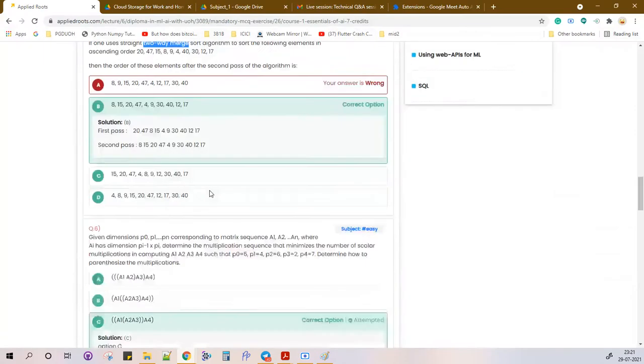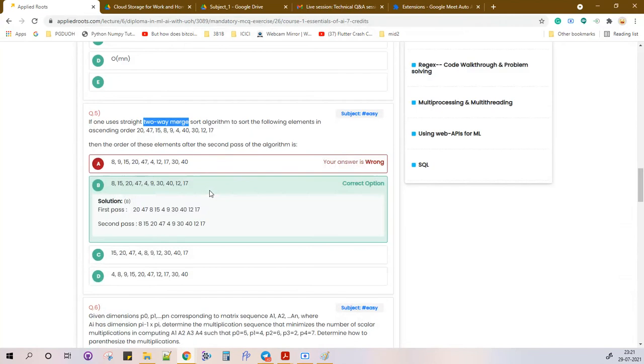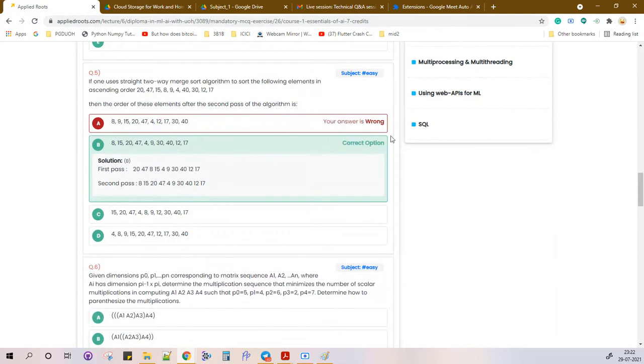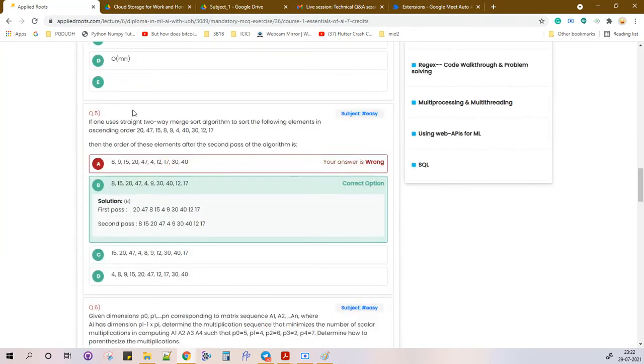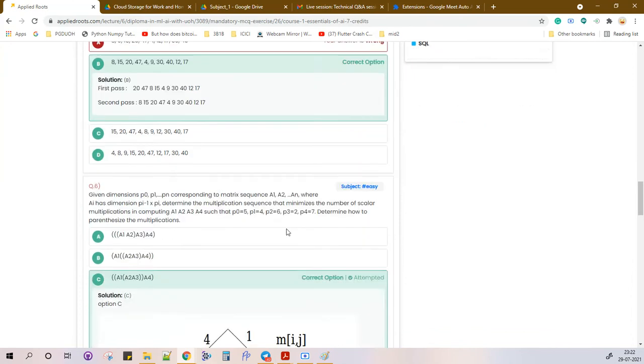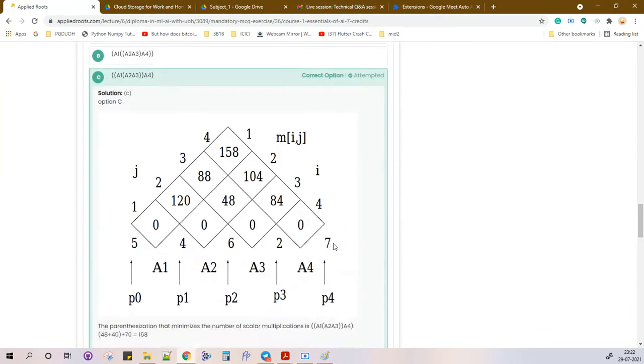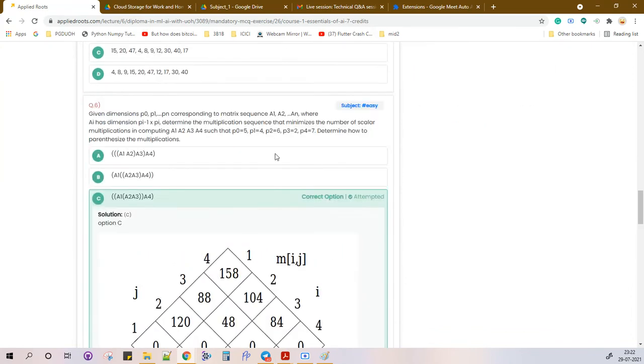Right? The simple flavor of merge sort algorithm, two-way merge sort. But I guess this was not taught in the syllabus. And if you apply simple merge sort, then you will get a different answer. Second last question. Beautiful.